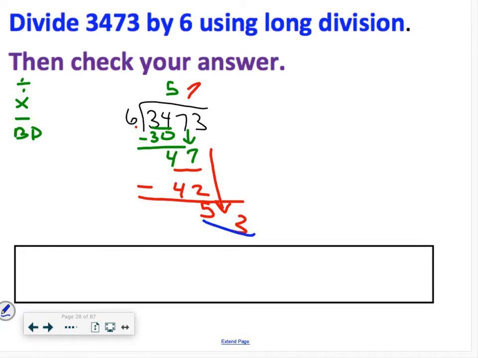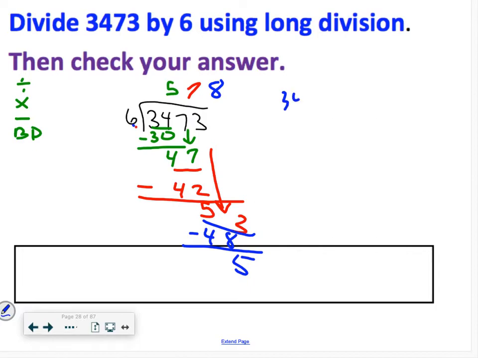We're going to take what we're left with, 53, and divide it by 6. So 6 goes into 53 8 times. 8 times 6 is 48. That leaves us with 5 after we subtract. There's nothing left to bring down. If we wanted a decimal, we would put a decimal and bring down a 0 and keep going. But what we're going to do is we're going to say that's a remainder of 5.